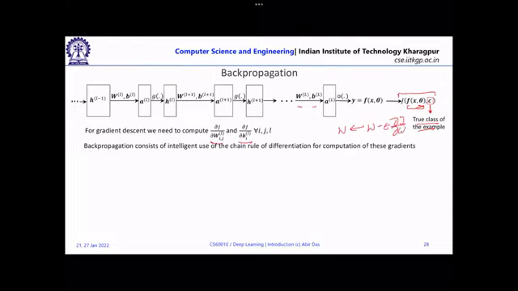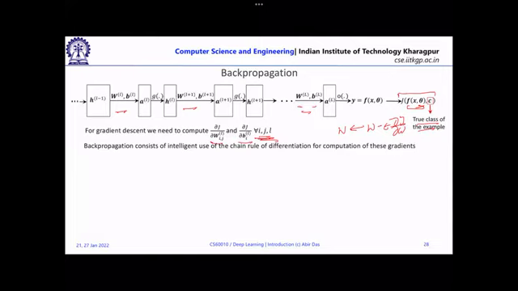For all i, j, I am not writing i, j and L here. The superscript L denotes the layer number. So W and B are specific to all the layers. This is the first layer, this is the Lth layer, this is the L plus 1th layer, this is the capital L, which is the last layer, and so on. So for gradient descent, we need to compute this for all i, j, and L.